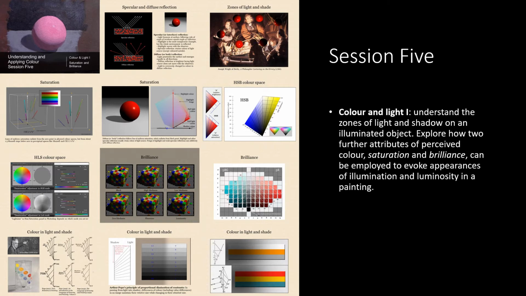And then we introduce a couple of new attributes of color: saturation, which is not the same as chroma, is a different thing, and brilliance. And these two concepts together are important for anyone interested in evoking in a painting effects of illumination and luminosity of being a light source. And we can see how these different dimensions relate to different digital color spaces.